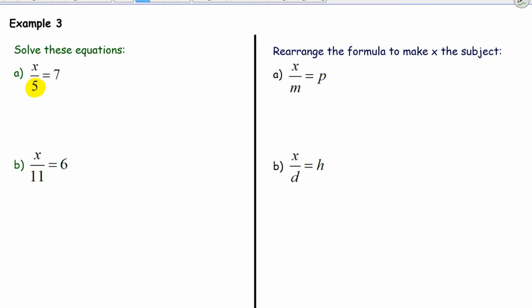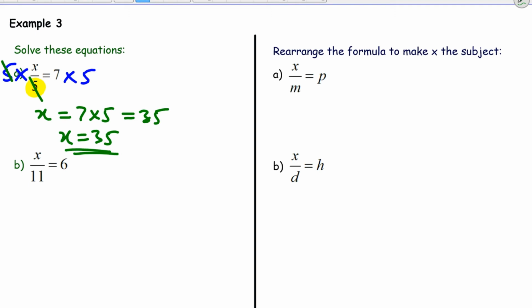Now, x is divided by 5. The opposite of dividing by 5 is multiplying by 5. So we'll multiply by 5 on each side. Now, of course, we know that 5 divided by 5 is 1. So we shall end up with x as 7 multiplied by 5, which is 35. So x will be equal to 35.